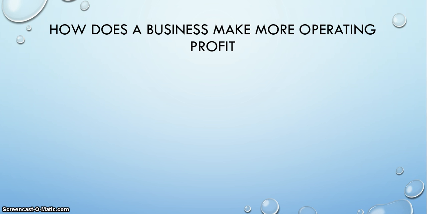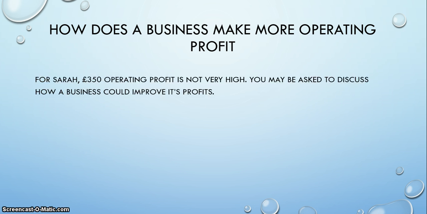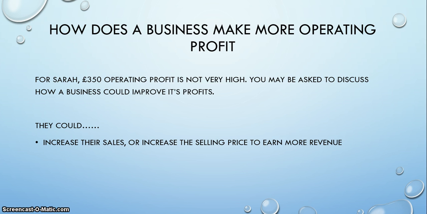Now, the question could be, in an exam, how exactly do you make more? She starts off with £1,000. She wants to make more than £350 operating profit. How can you do this? Well, there are two main ways. Either A, she increases her sales, so either she sells more, or she increases the selling price in order to earn more revenue. Or B, she could lower her variable costs.